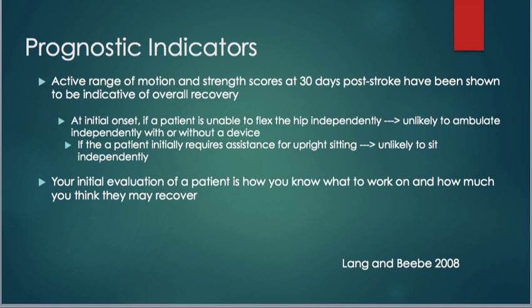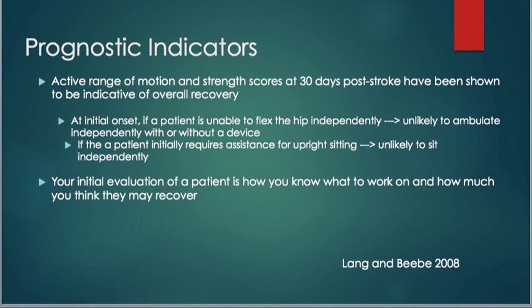For the lower extremity, specifically, active range of motion and strength scores at 30 days post-stroke have been shown to be indicative of overall recovery. For example, at initial onset, if a patient is unable to flex the hip independently, they're unlikely to ambulate independently with or without a device.